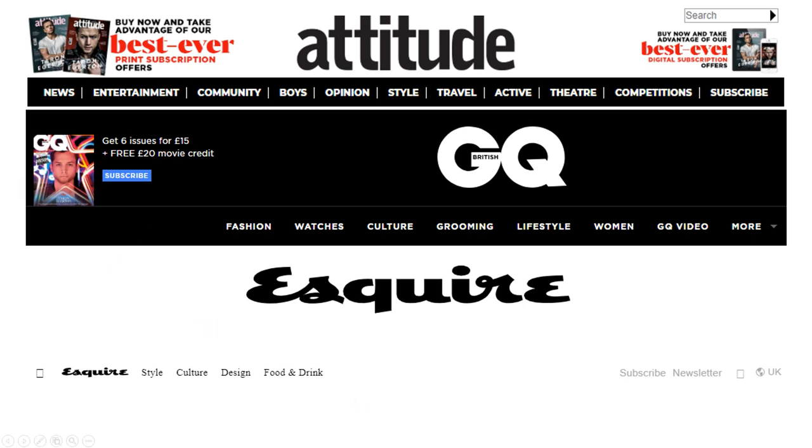If we look at the websites here, we look at the menu bars, the one at the top for Attitude is not dissimilar to the one from GQ. Esquire's a lot more minimalist, but they've got a lot of things in common. Style, fashion, grooming, basically the same thing in it. So they're all really fashion magazines, ultimately.